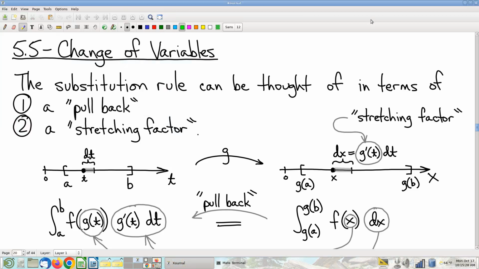Okay, we're recording. So last time, here's where we were. We were talking about change of variables. I introduced this as a sort of a variation of the substitution rule.